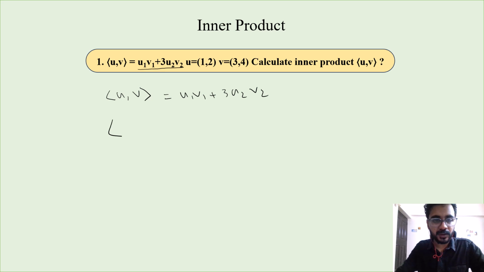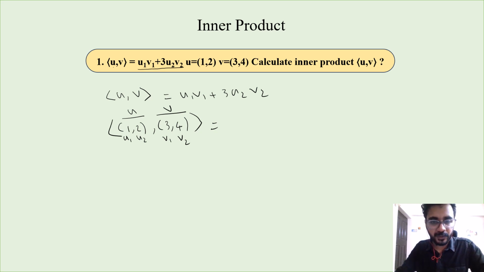So here u is 1 comma 2, and v is 3 comma 4. How can we write u1? u1 is the first vector's first element. This is the first vector u, and this is the second vector v. So here we take the first vector's first element as u1, the second element as u2, then the second vector's first element as v1, and the second element as v2.